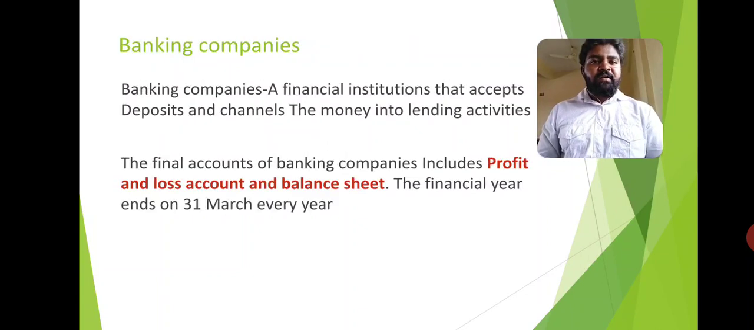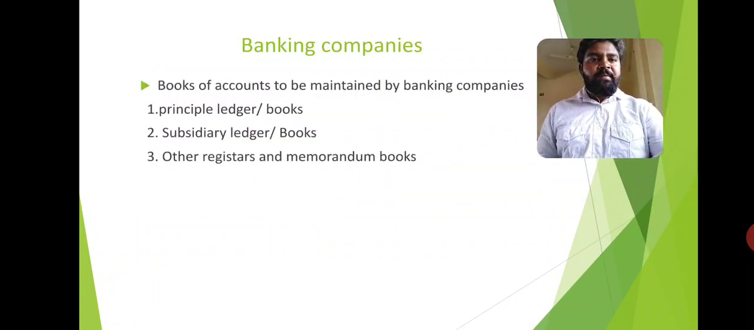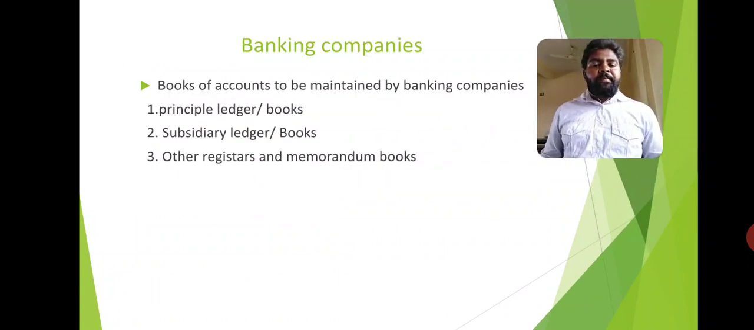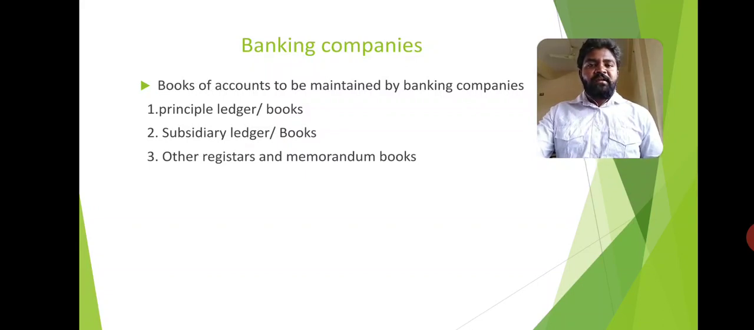Okay. See, before going to discuss the preparation of profit and loss account and balance sheet, first we need to understand some theoretical concepts in banking companies. Now come to the banking companies concept. Here, books of accounts to be maintained by banking companies. All the banks compulsorily should maintain these books or ledgers every year. There are three main books: principal ledger, subsidiary ledger, other registers and memorandum books.